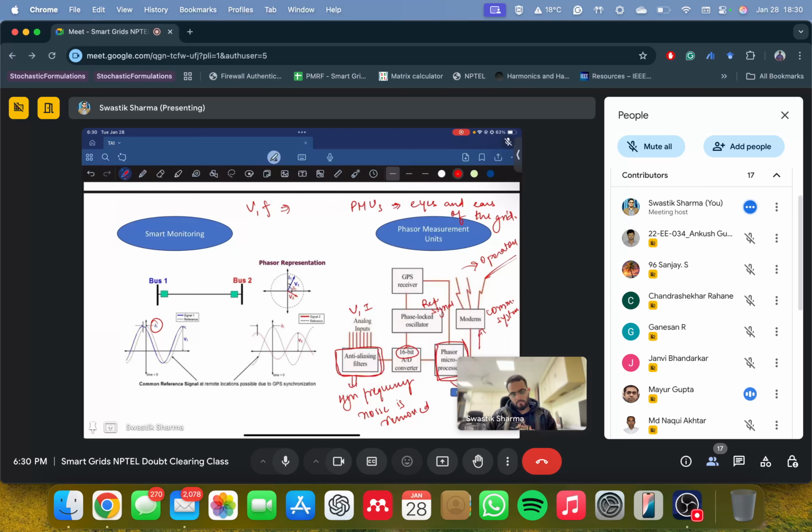So apart from that, how does the PMU add value? I'm not able to get the answer for that. How can we derive value out of that system?